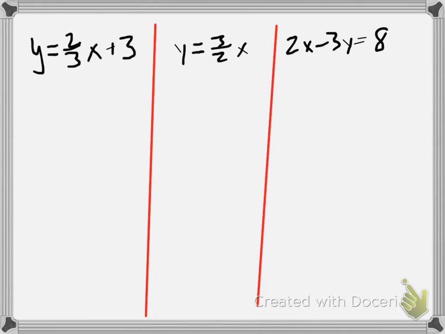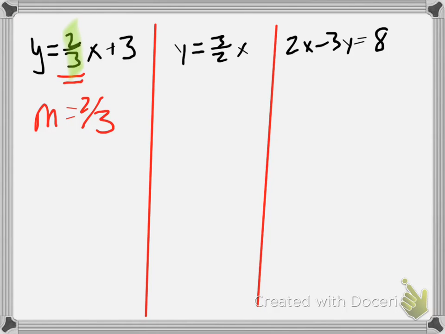Okay, in order to determine parallel or perpendicular, we need the slopes, right? So look at the first one. Can you determine the slope of the first one? What is it? 2/3. Good. It's pretty clear that it's 2/3. So we're going to say the slope is 2/3.